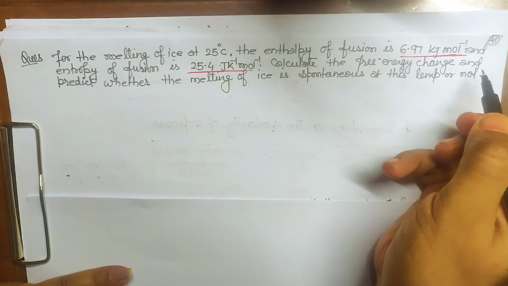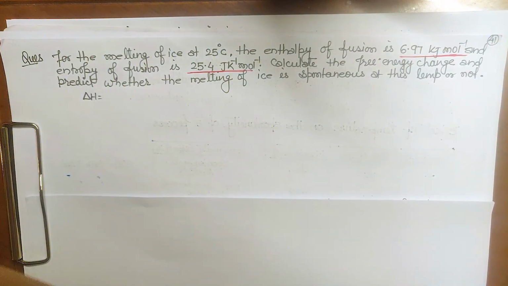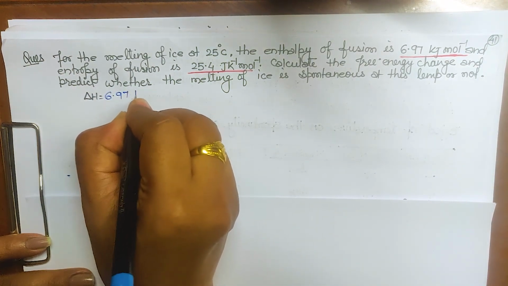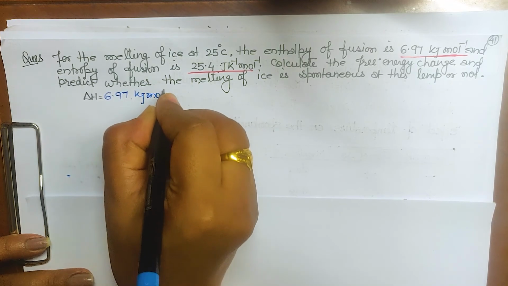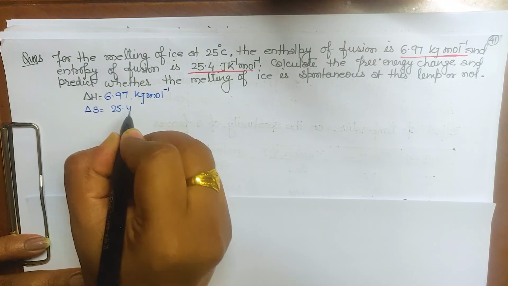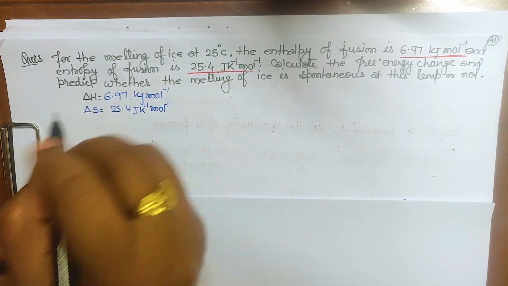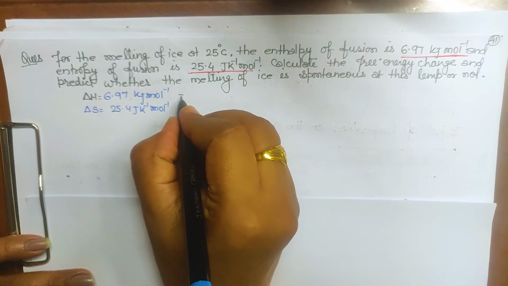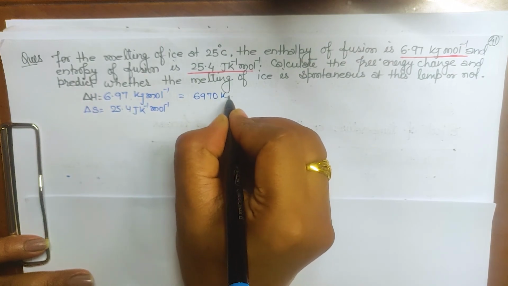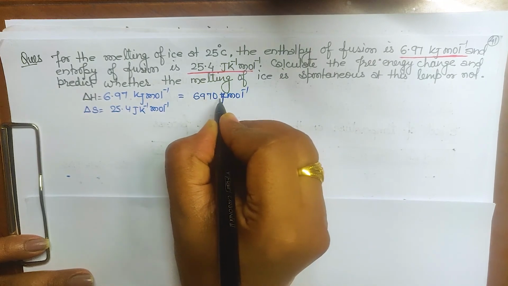Calculate the free energy change. So you know that delta H is given, let me use the blue pen, 6.97, yes, that is kilojoule per mole, and delta S is equal to 25.4 joule per Kelvin per mole. So what I will do is convert delta H into joule. For this I will multiply by 1000 and we will get 6970 joule per mole. Got it here? And this is already in joule.